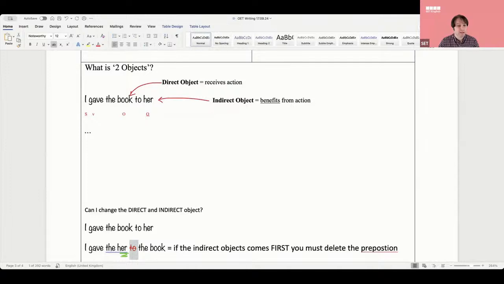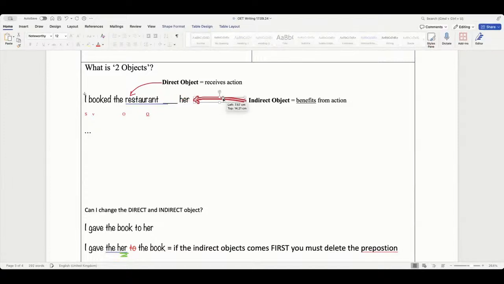Okay. It's always going to be two. There's only two prepositions we use. We use to, or we use for. He booked the restaurant blank her. What is the preposition now? For. For her. Yeah, it's for.